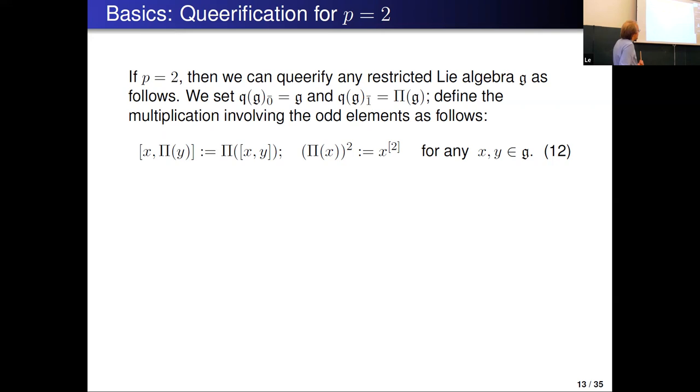Now I should define my brackets. It's clear that the bracket on the even part will be just the bracket from the original algebra. The module structure will be defined by this formula. So it's just a generalization of the adjoint action. And to define the squaring, I use my p-structure. So I use the fact that my initial algebra was restricted.